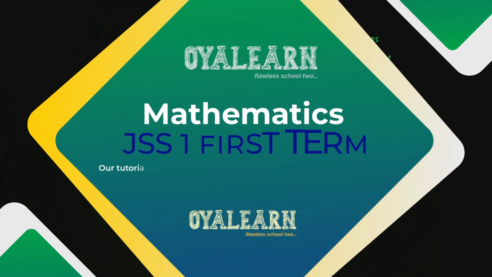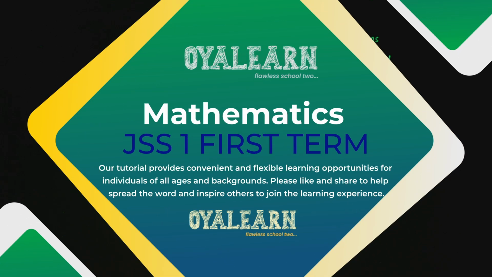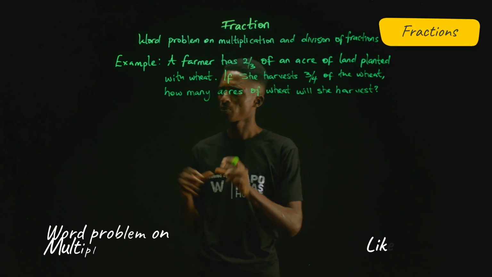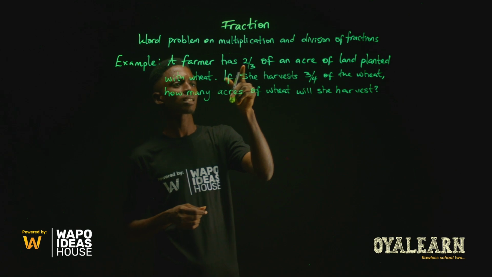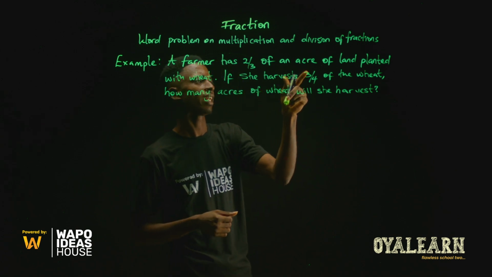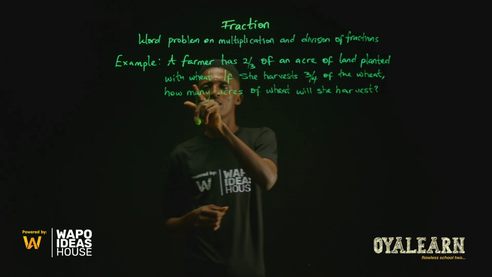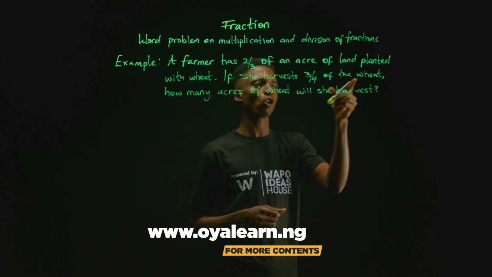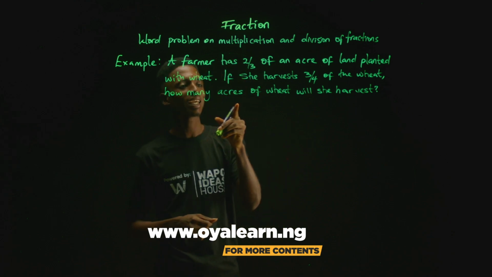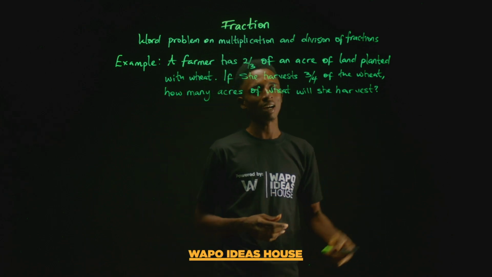Here's another example of word problems on multiplication and division of fractions. In this question, we have that a farmer has 2/3 of an acre of land planted with wheat. Now, if she harvests 3/4 of the wheat, how many acres of wheat will she harvest?